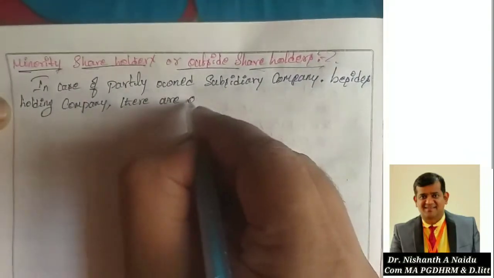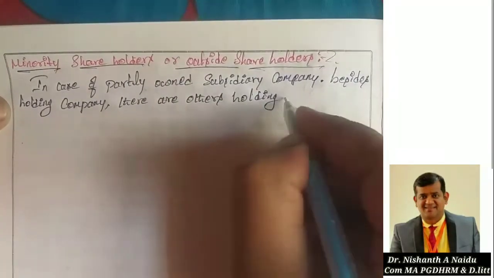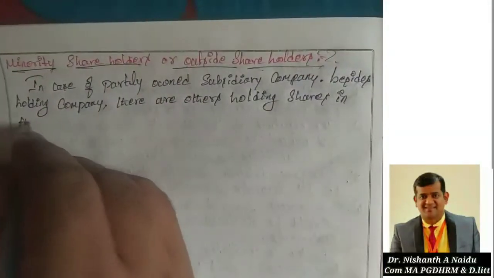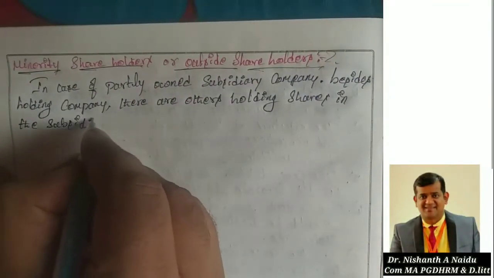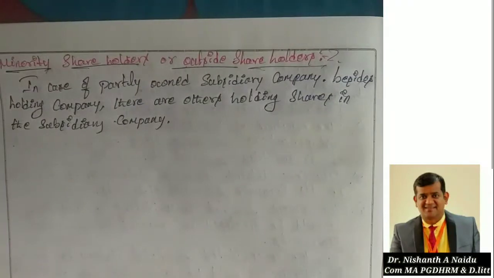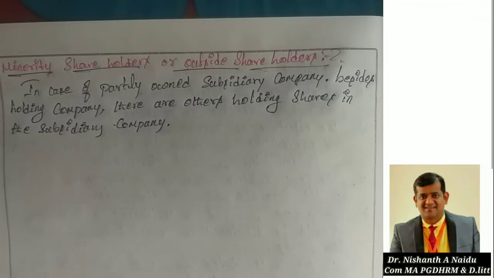there are others holding shares in the subsidiary company. That means the parent company, that is holding company, will have a partial share and the other partial will be held by some other people who are outsiders. Okay, so the outsiders, the people who hold a share which is less than 50%, are called outside shareholders or minority shareholders.